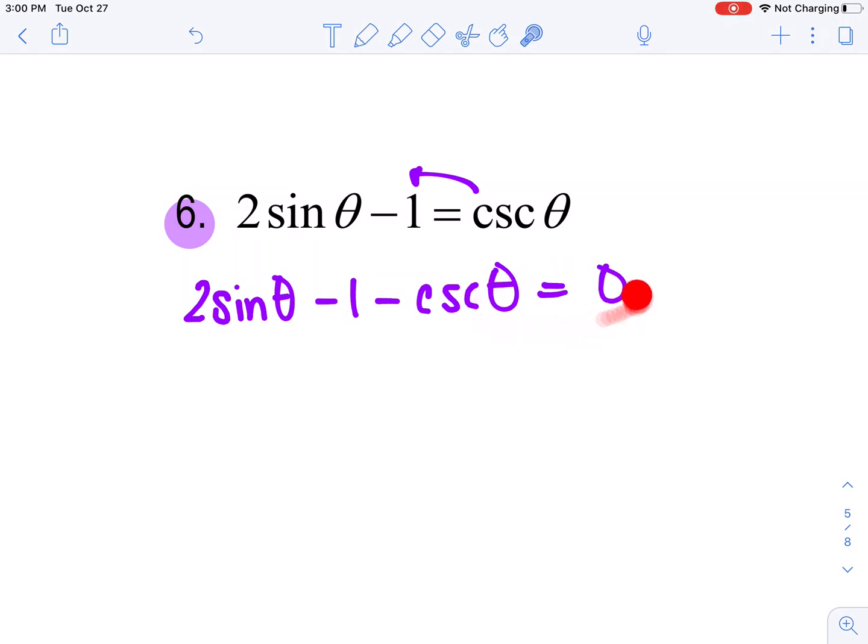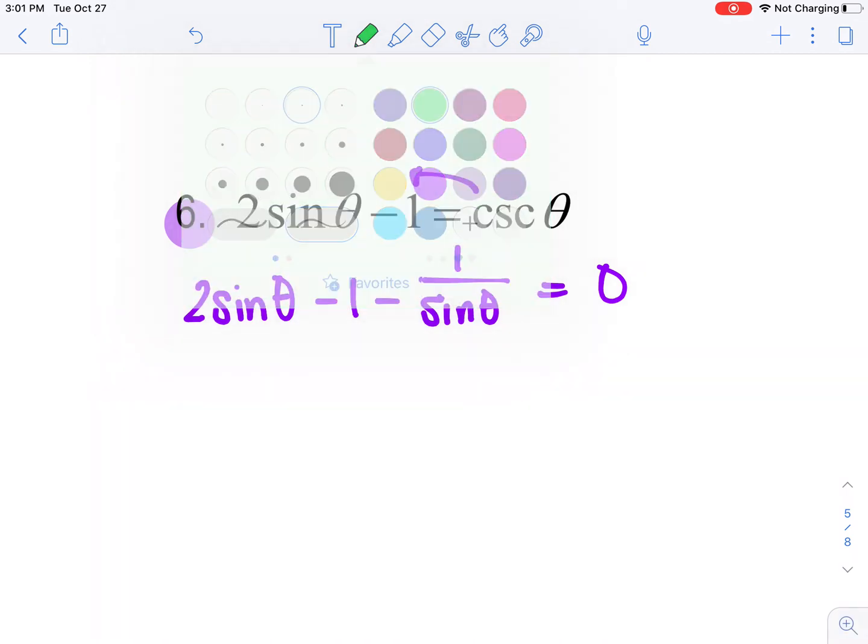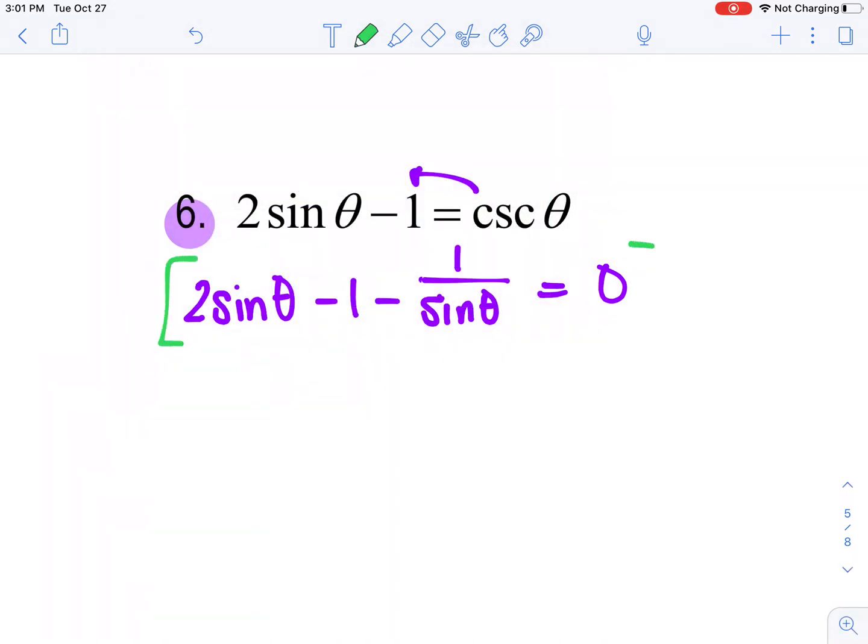So we have it equal to 0, but this side doesn't look like we can do much with it. In fact, this cosecant, if I rewrite it as its reciprocal, it's 1 over sine, which I don't really like, having this variable in my denominator. So what can we do here? Well, one of the strategies we can apply here is that if we have a rational equation, we can multiply by the LCD to get rid of that denominator. So what if we multiply both sides by sine of theta?